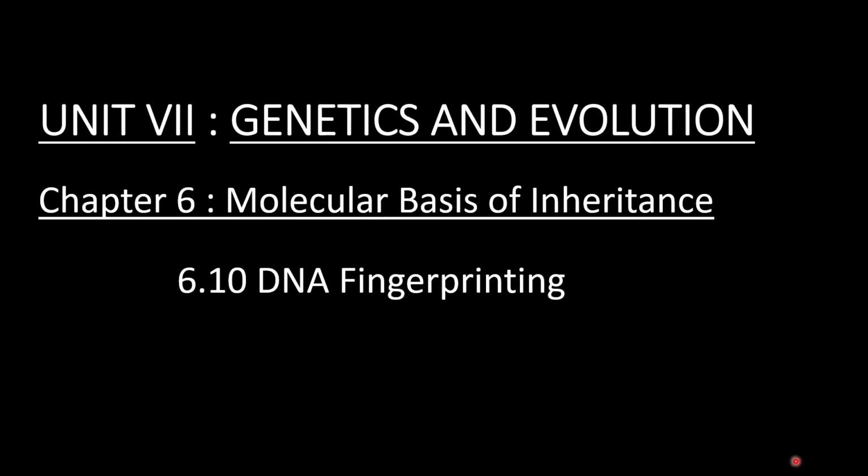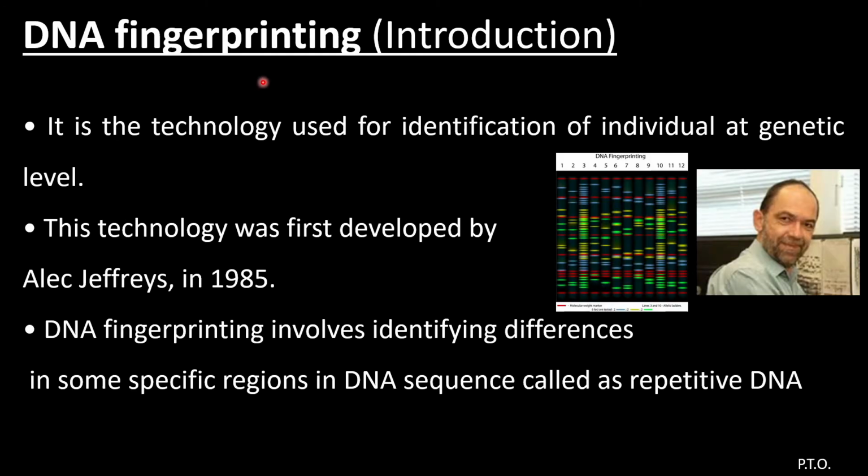Good morning, students. Today, we learn about the last point from chapter 6, that is 6.10 DNA fingerprinting. This point is from chapter number 6, molecular basis of inheritance, which comes under unit 7, genetics and evolution. DNA fingerprinting. Introduction. It is the technology used for identification of individuals at genetic level, that is at DNA level.